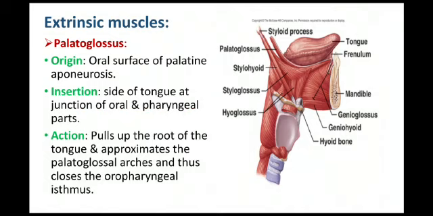So origin is from the oral surface of the palatine aponeurosis. It is inserted to the side of the tongue, the junction between the oral and pharyngeal parts. It pulls the root of the tongue and approximates the palatoglossal arches and thus closes the oropharyngeal isthmus.